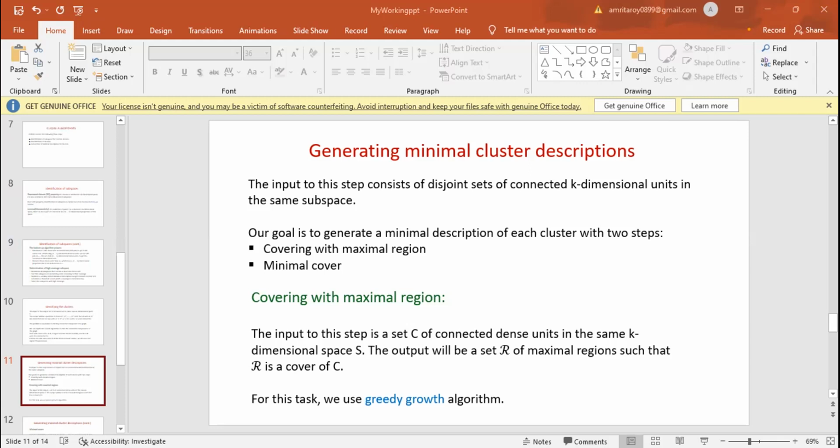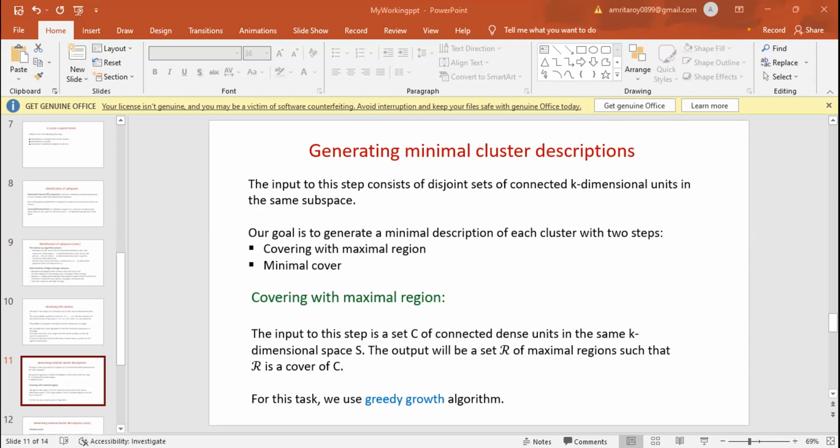Now we have two methods for this algorithm. One is covering with maximal regions. The input to this step is a set C of connected dense units in the same k-dimensional space S. The output will be a set of maximal regions such that it is a cover of C. We use a greedy growth algorithm for this task.